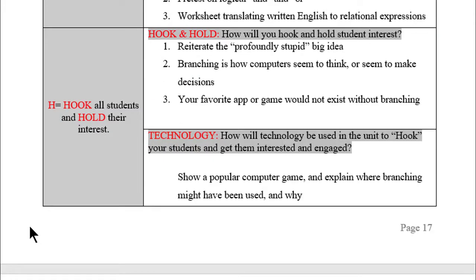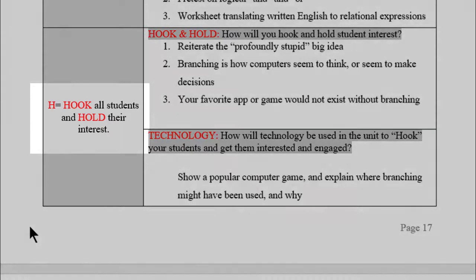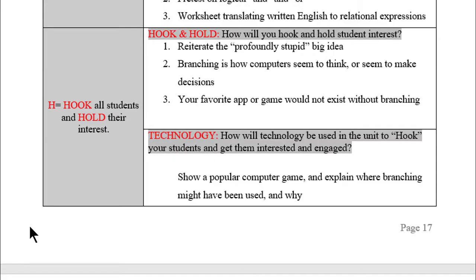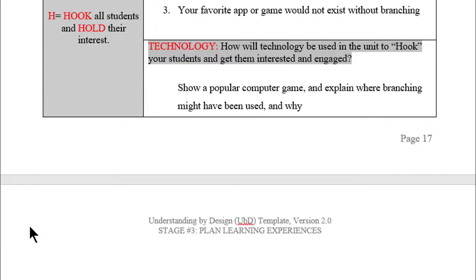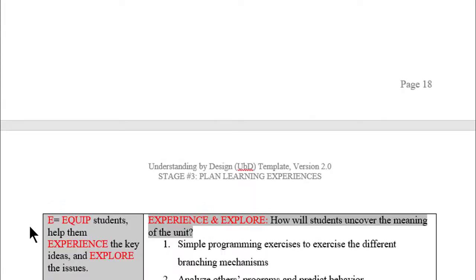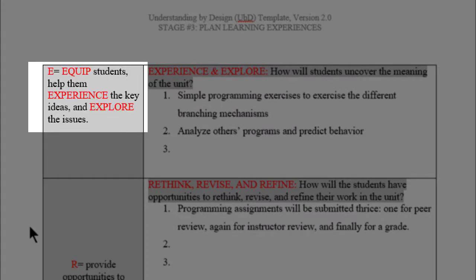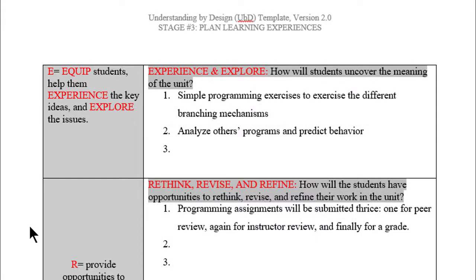The next section of the abbreviation is H. We need a hook and a hold, something to grab students' interest, some curiosity, some kind of quirk, or some real-world reason for why they need to do this. Moving a little farther along is the E section for equip. How do we equip students to transfer the material that they will eventually be learning? This gets into some of the specific skills and knowledge, the acquisition goals. How are they going to be implemented?